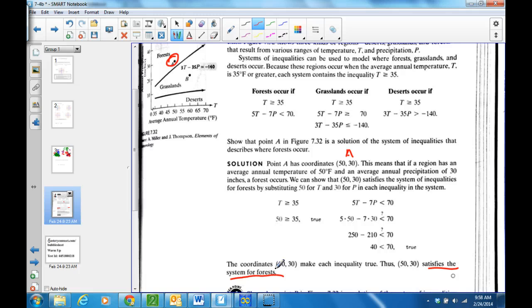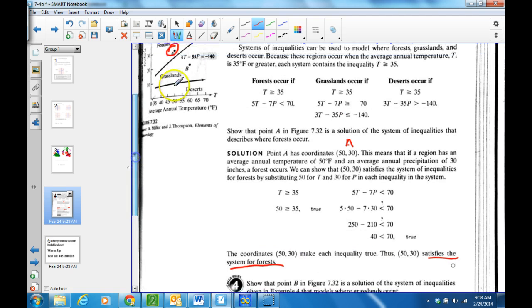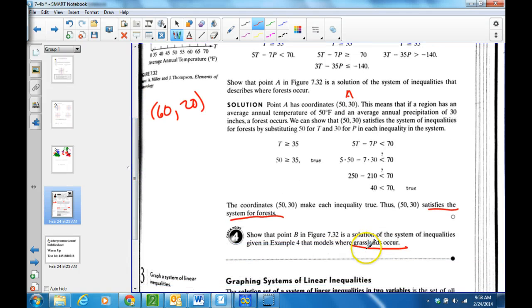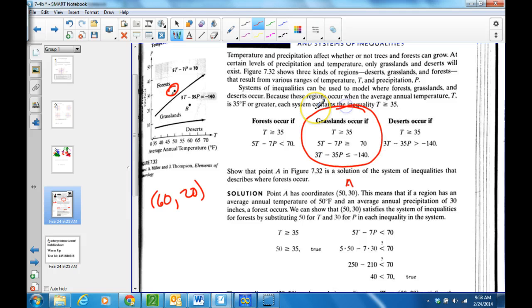The next little example says, show that point B is a solution of a system of inequalities for grasslands. So here's point B. We're going to use the point 60, 20. And which set of equations am I going to use? The first, the second, or the third one? Because I'm testing for what? Testing for grasslands, right? So I need to look at this set of equations. All three of those conditions have to be met.